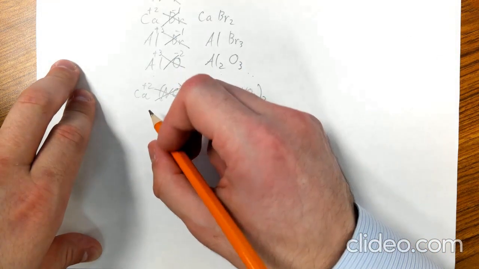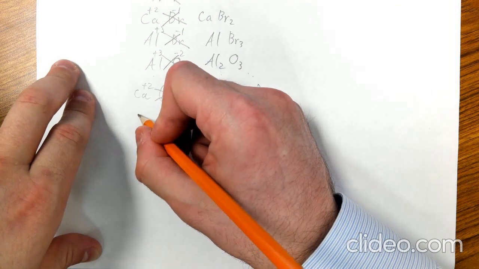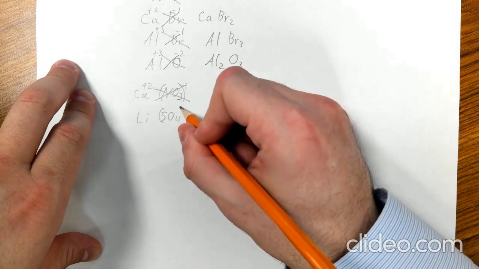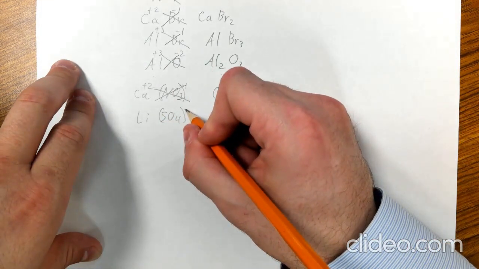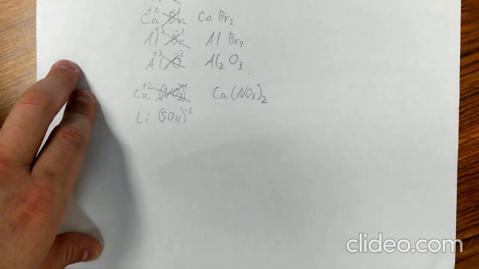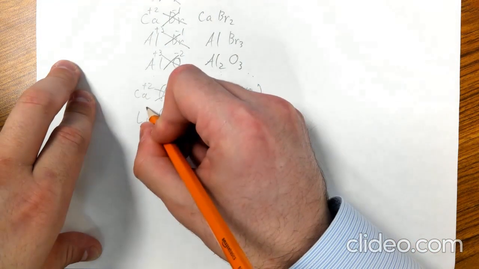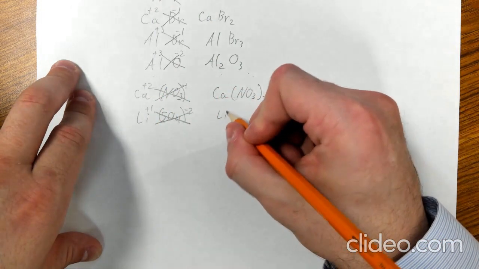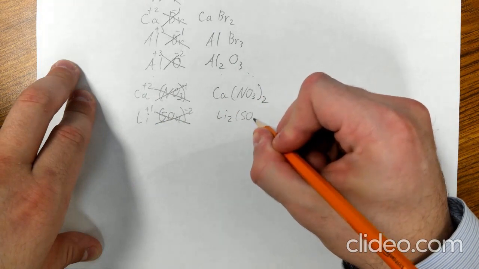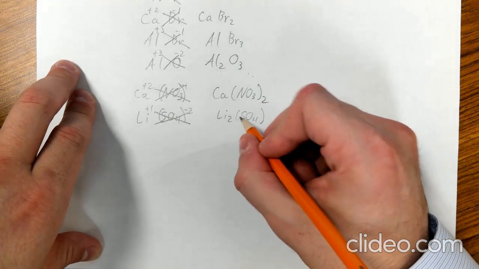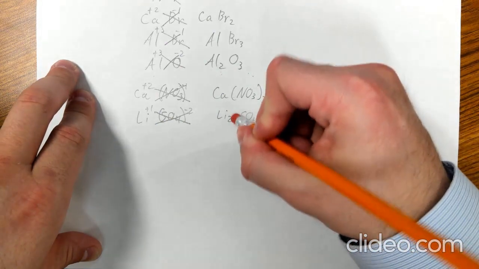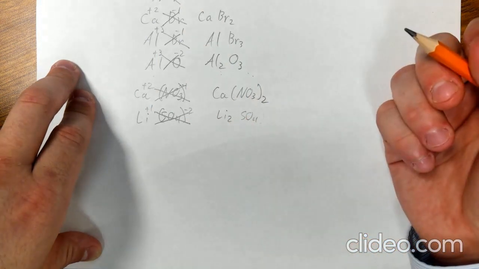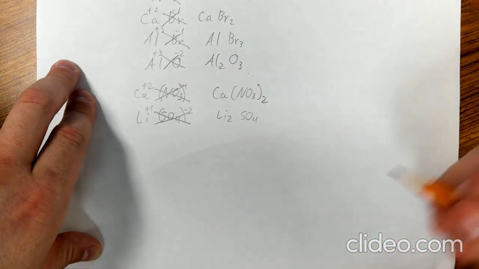And I can do this with others. So I can have, for example, lithium and sulfate is another one. If you need it, it'll be on your list. It has a -2 charge. So in this case, lithium has +1, and when I crisscross, I will just get Li2SO4. I don't really need these parentheses here. I could get rid of them since I only have the 1 sulfate, but it doesn't really do any harm to have them there. So that's up to you, really.